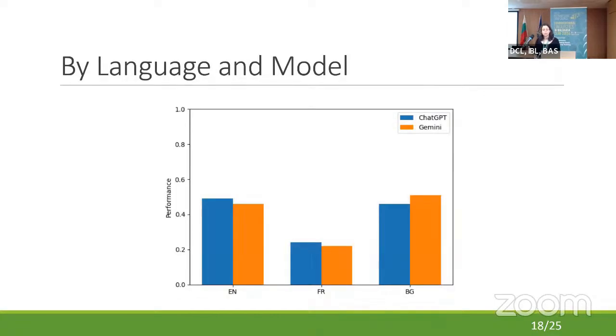Then by language and model, here we have only ChatGPT and Gemini because the other 2 models were really focused on one of the languages, such as BgGPT on Bulgarian. And Gemini performs better than ChatGPT only for Bulgarian, whilst ChatGPT performs better for English and French.